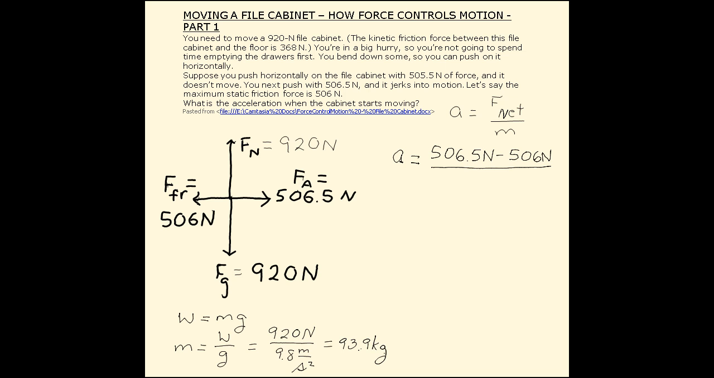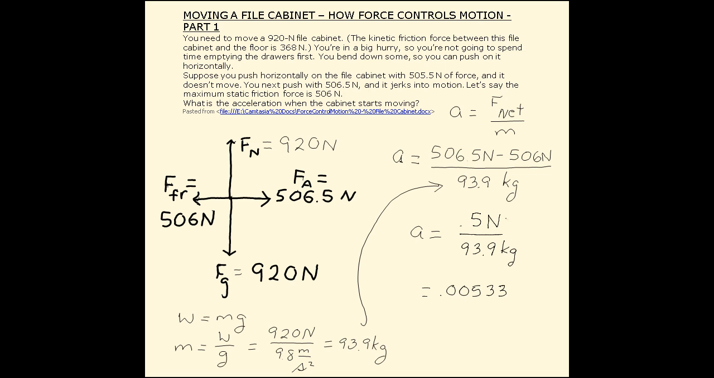So I am going to use 93.9 kilograms as my mass in the main formula. This numerator simplifies to half of a newton. So we have half of a newton divided by 93.9 kilograms, which works out to be 0.00533.